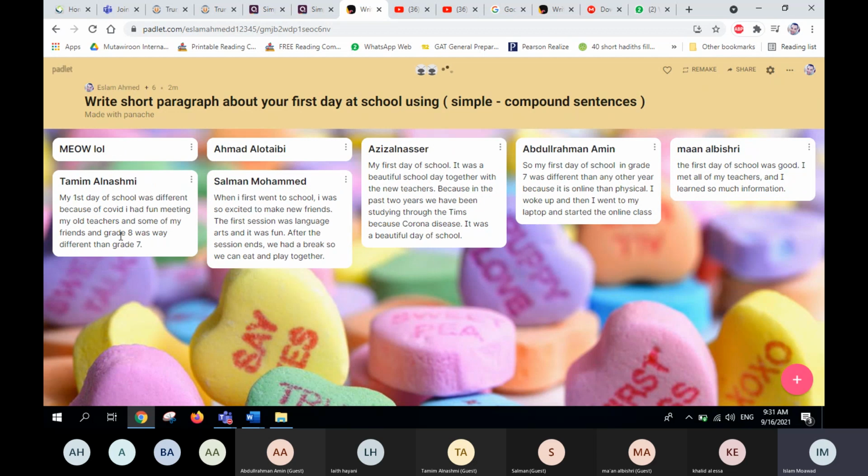But here, Tamim, I didn't see that you mentioned the comma before the conjunction and there is no subject. So I see that most of them are simple sentences. We didn't mix here. We didn't use a compound sentence.